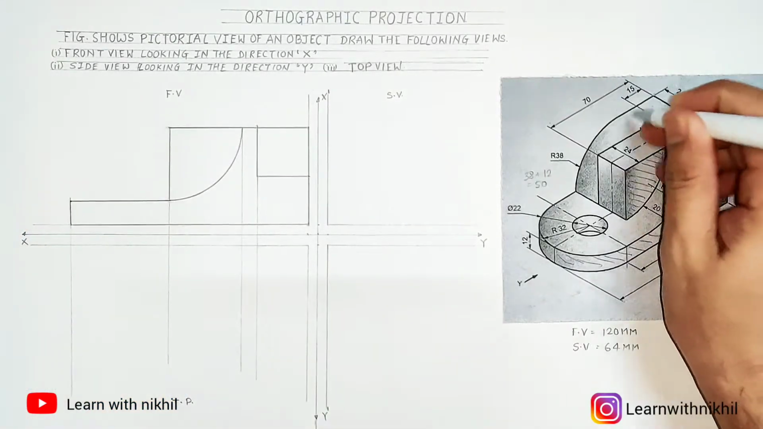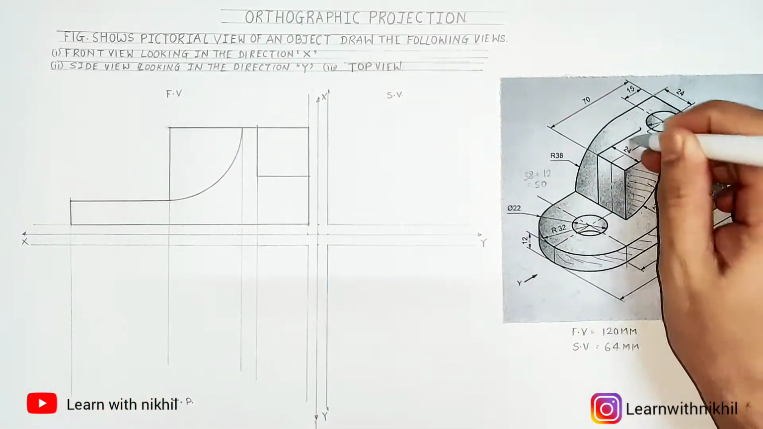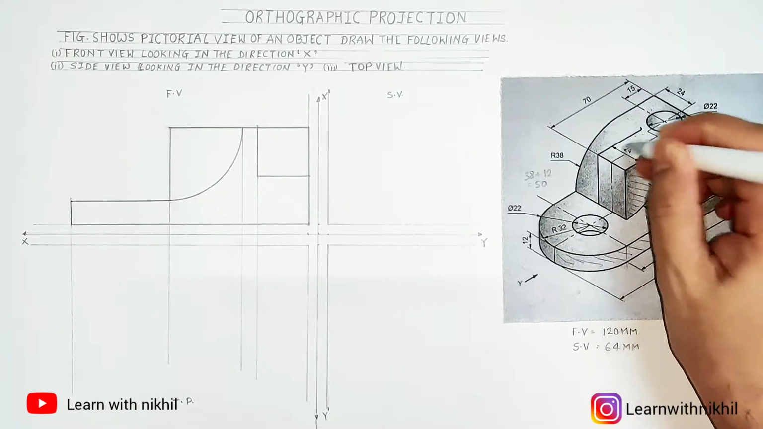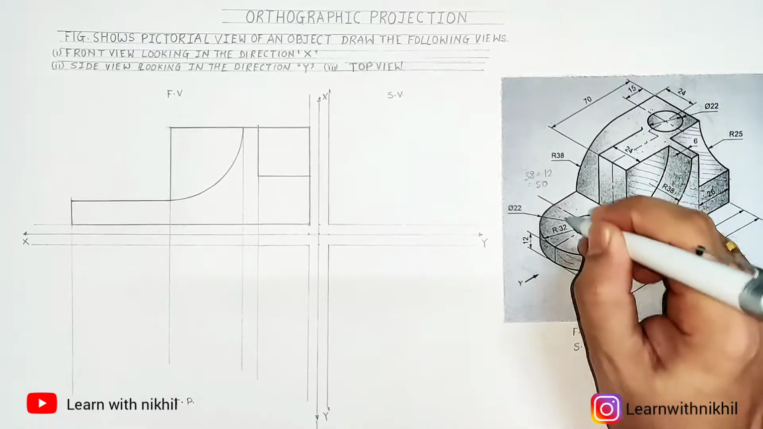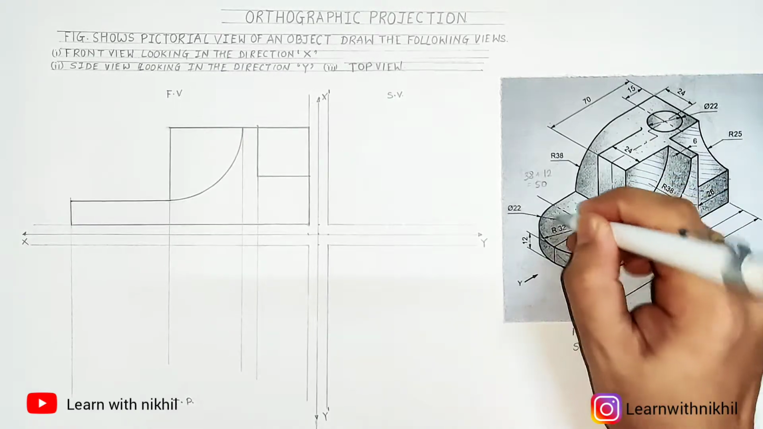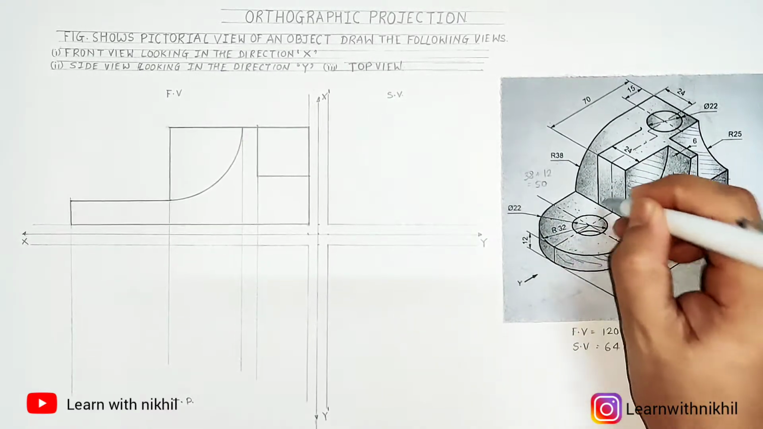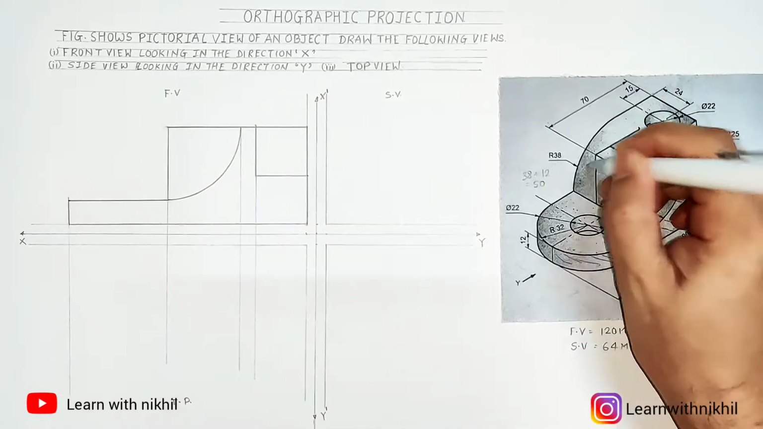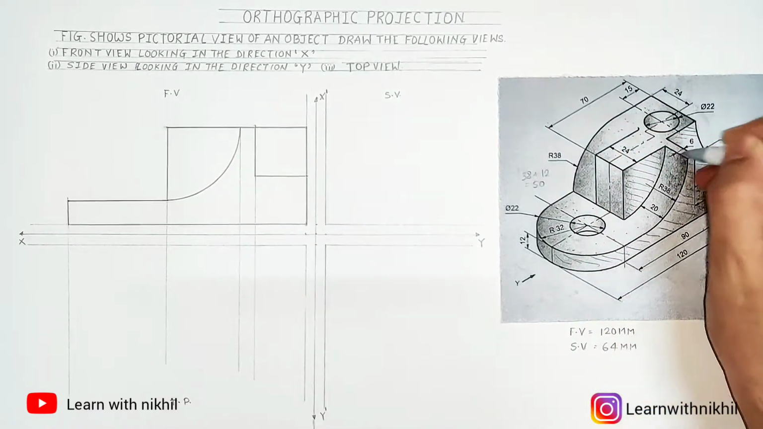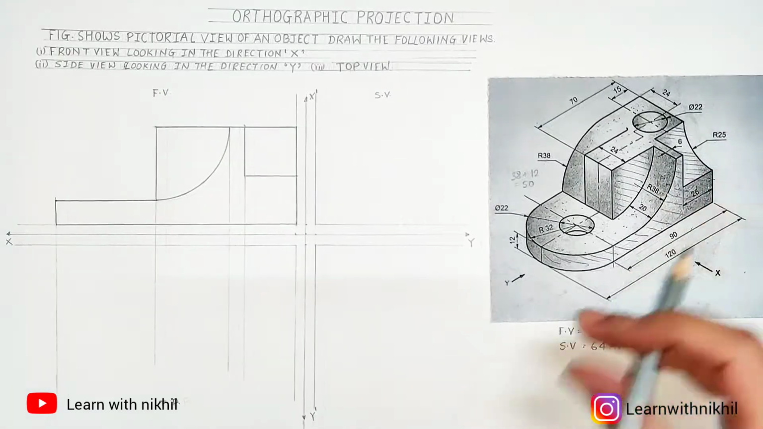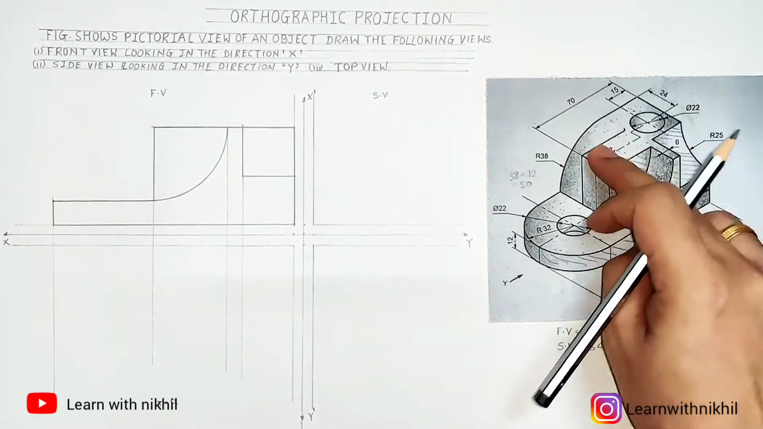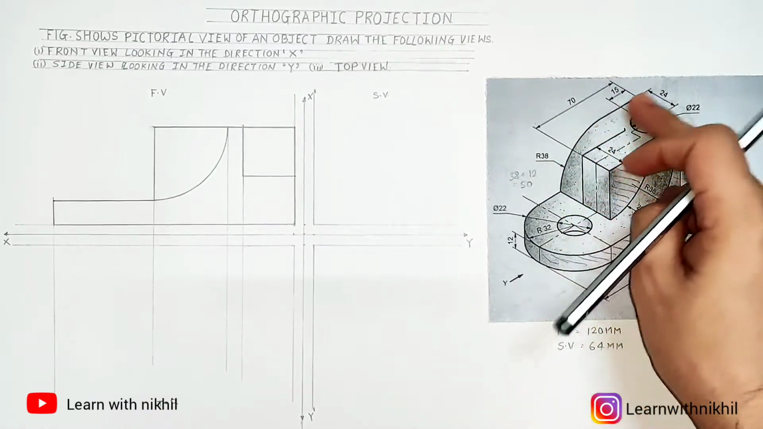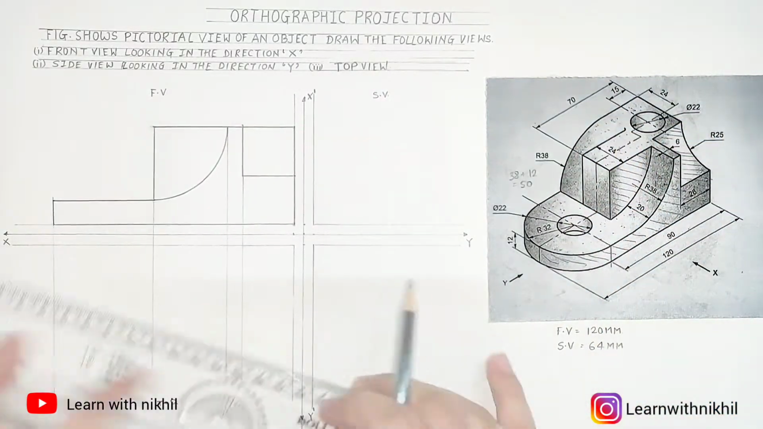I'll just highlight the part which will be visible from the top view. So this part is visible from the top view. The curved part will look like a straight line from the top view. The semicircular part will look like a semicircle from the top view. So the semicircular part, this notch, this straight rectangle, this curve will be visible from the top view.